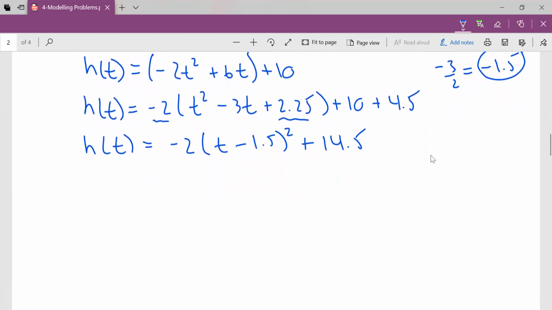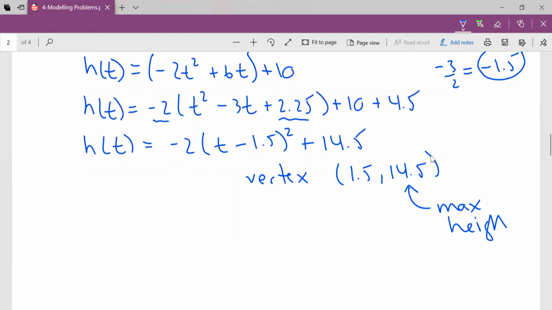If anyone even buys CDs anymore, as it flies through the air, well, the vertex is (1.5, 14.5). So that's the max height that this CD reaches. And the 1.5 is the time it takes to reach the max height. Didn't ask for it, but it's a good thing to think about. Time to reach the max. There it is. So the Beebs CD likes to fly pretty darn high.